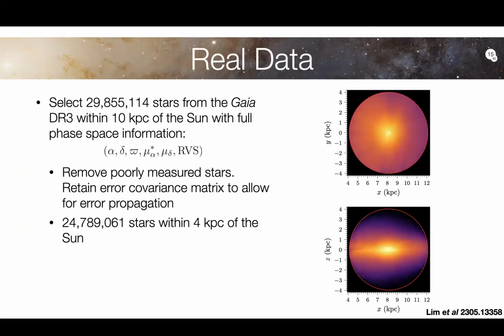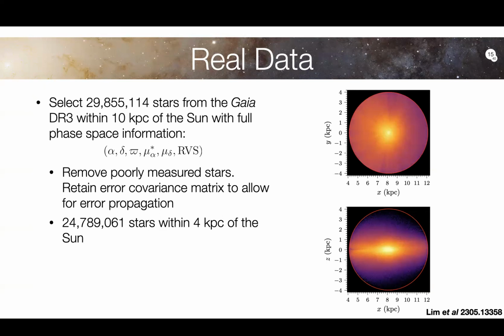So the obvious thing to do is to take the real data. And it's kind of funny, the real data avoids the problem that we were having before of too few data points. Now we have nearly 30 million, right? So we take all of these 29, 30 million stars within 10 kiloparsecs of the sun. Those are the stars that have the full 6D. So that's position, angles on the sky, parallax, so that gives you distance, proper motion, and what Gaia calls RVS, that's the radial velocity.